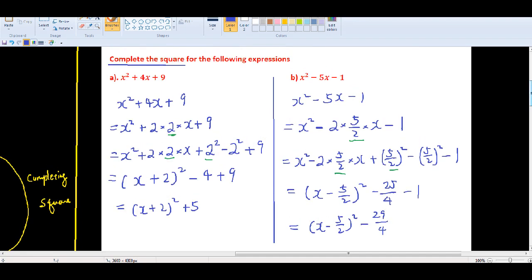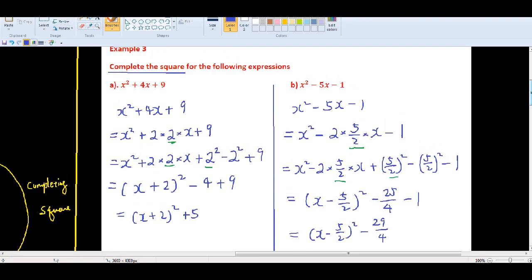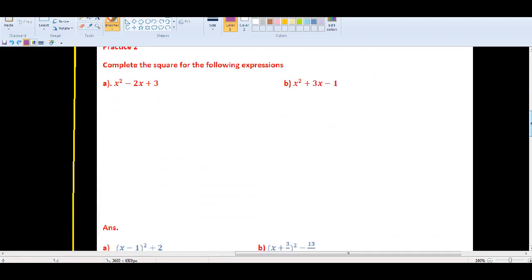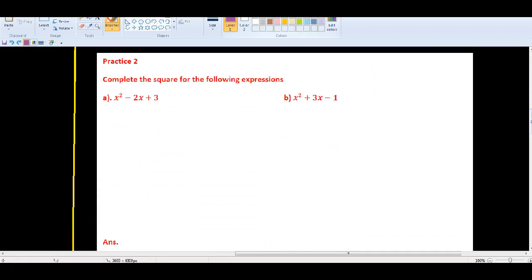Let's move on. You see what happens here. The only difference from our previous example is that you've got one extra number: 9 over here, minus 1 over here, but actually they do nothing until the last step. That's what you need to learn. So it's not that difficult. Let's do this one.